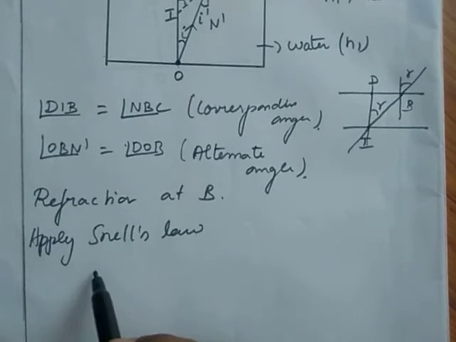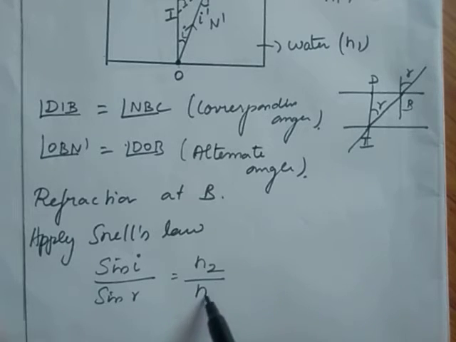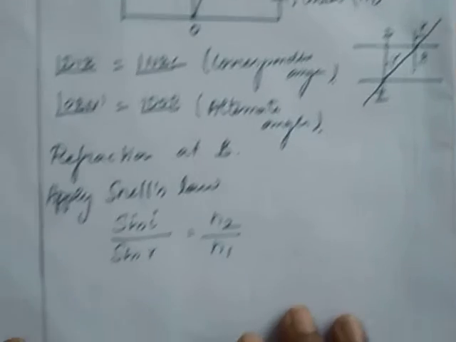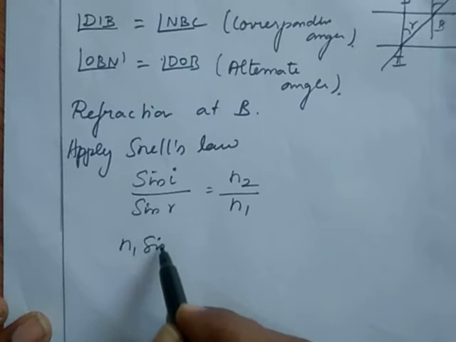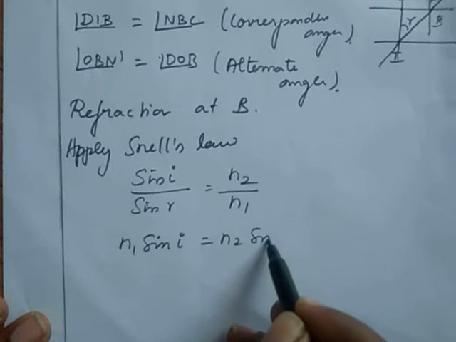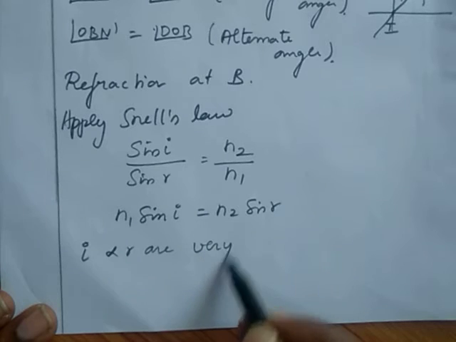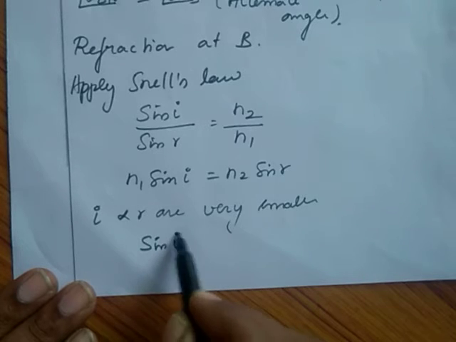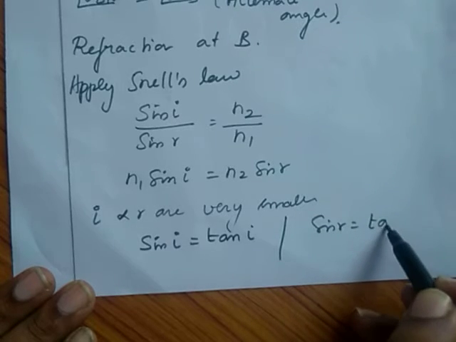We know Snell's law: the ratio of sine of angle of incidence to the sine of angle of refraction is equal to the ratio of refractive index of the second medium to the refractive index of the first medium. Then we can write in product form, N1 sin I is equal to N2 sin R. Here I and R are very small, so we can write sin I is equal to tan I and sin R is equal to tan R.